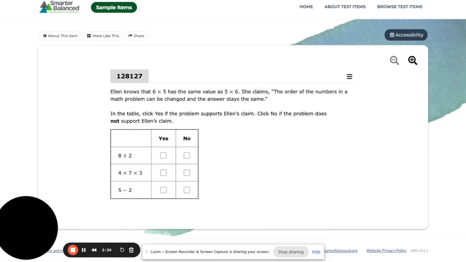And then one last example. This is from 3rd grade. Take a look. This is claims because our students have to analyze each of our problems and decide whether it supports Ellen's claim or whether it does not.